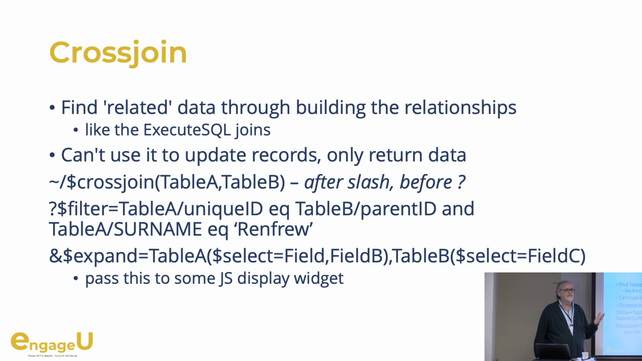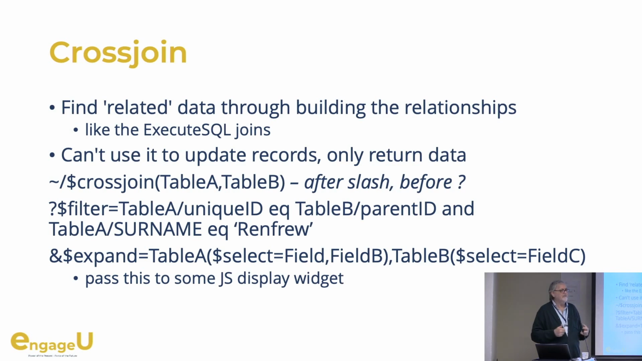A cross join, I really skipped through this in the presentation. I wanted to just talk through this because I think this is one of the most powerful things within the language. We can find data in records by building the relationships on the fly, in the same way that when using execute SQL in our scripts, we can say, I'd like to join this table to this table based on this equal this, and please can I get this back? That's the kind of query we're writing.